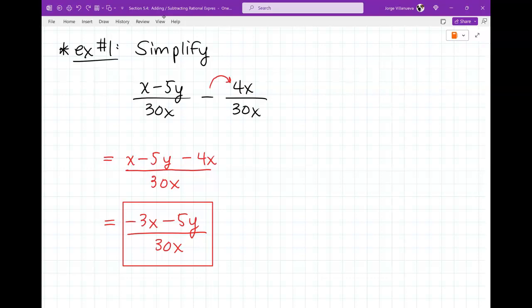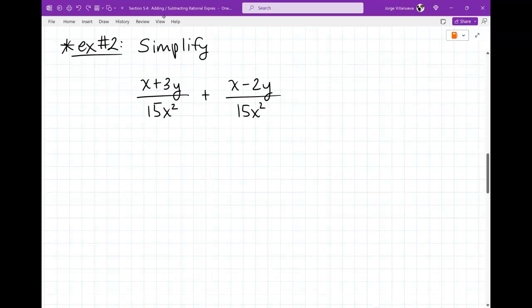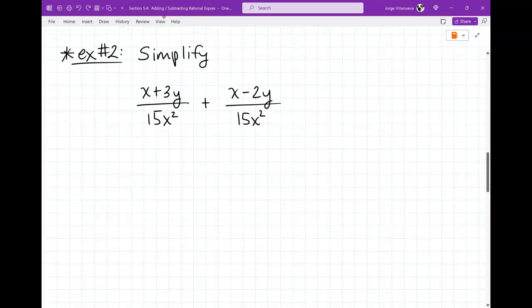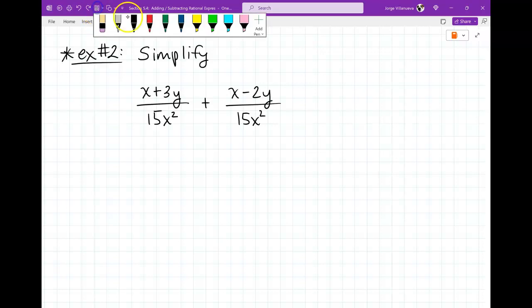So there's the first one. Let me show you the second one. All right, so example number 2, we're going to simplify that. Again, it looks complicated, but it really isn't. The idea is simple. Same denominator, so keep it, and then just add or subtract the numerators. Let's go ahead and get this one started.